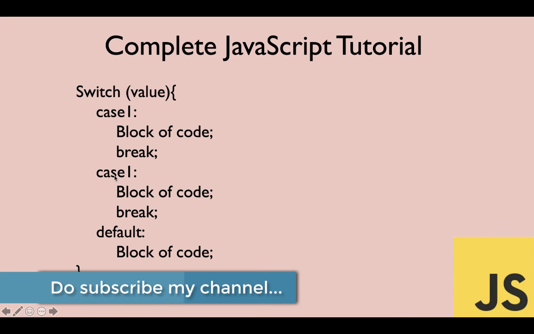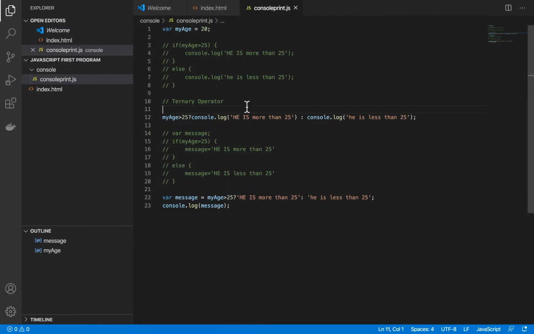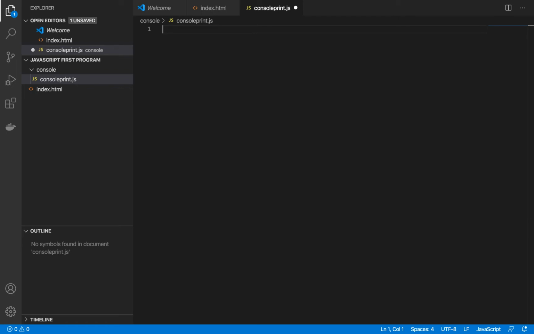Else if this case is true, execute this block of code, else execute this block of code. So default is similar to an else part, as already shown to you. So we'll go back to our Visual Studio Code and try to execute similar code. I will delete everything and we'll start from scratch.